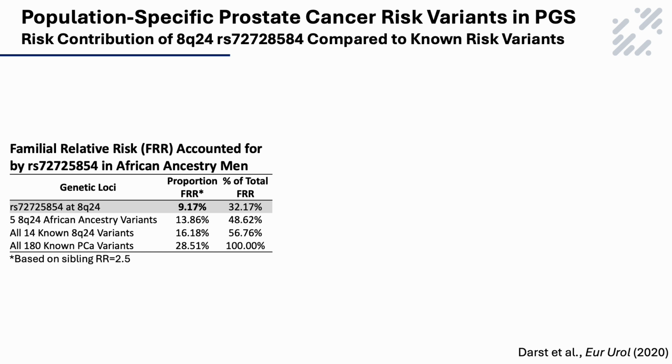We also wanted to investigate the contribution of this variant to prostate cancer risk relative to all other known prostate cancer risk variants. At the time of this study, there were 180 total known prostate cancer risk variants, which collectively accounted for about 28% of the familial relative risk in African ancestry men. However, this variant alone accounts for about 9% of the familial relative risk, which is about a third of the familial relative risk accounted for by all known prostate cancer risk variants.